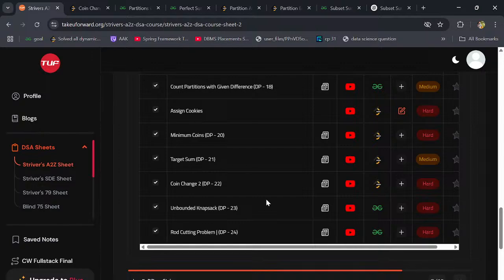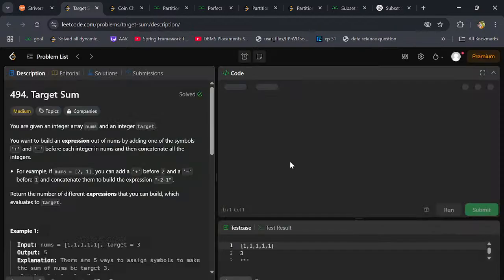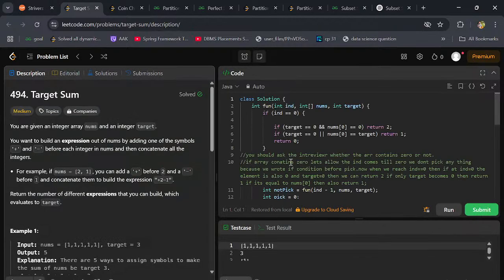Coin exchange. Target sum. It is also too easy, man. You are given an integer array and a target. You want to build an expression out of nums by adding plus and minus before each number and then concatenate this. Oh my god.